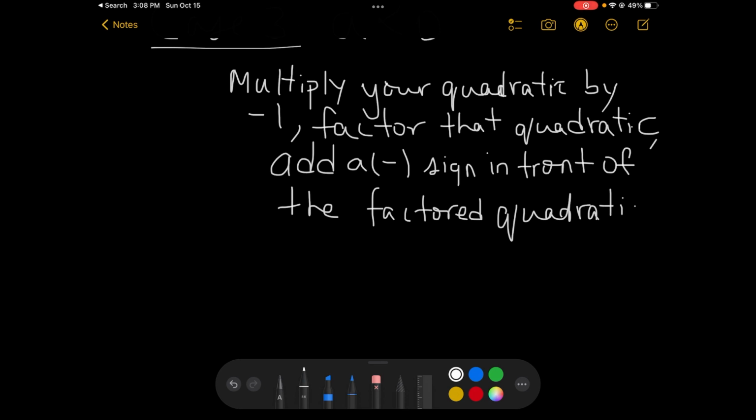Right? You don't have to do this. You can still follow the AC method for quadratics with negative leading coefficients. But in my opinion, this will make your life easier when you're factoring quadratics that have negative leading coefficients, because it's much more intuitive to factor quadratics with positive leading coefficients than it is to factor quadratics with negative leading coefficients. And with that marks the end of this video.